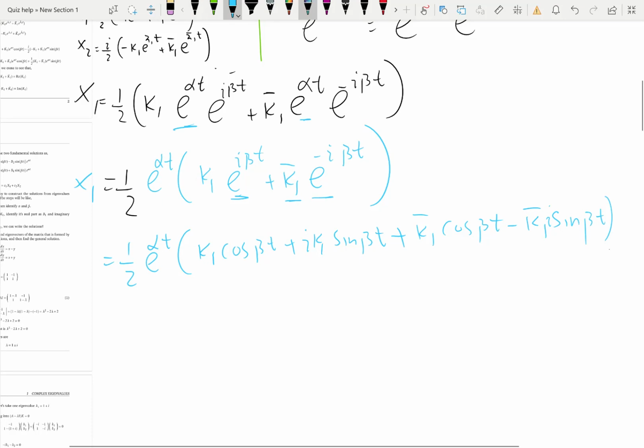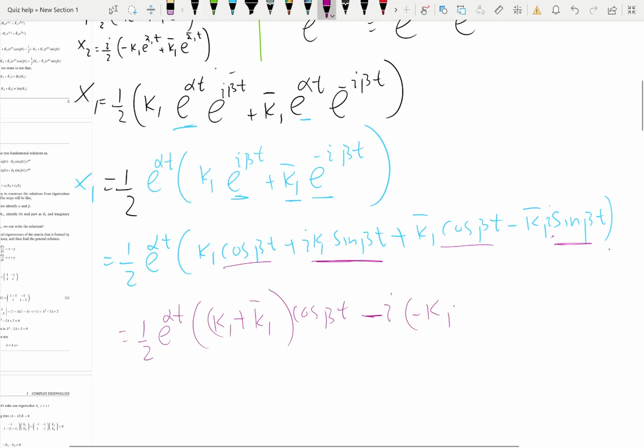Let's group the terms. Group the terms means we have cosine beta terms. So let's group the cosine beta terms together. So half e to the alpha t, we can take out a cosine beta t. So it's k1 plus k1 bar cosine beta t. Now let's group the sine beta terms together. Let's factor a minus i also, because i is common. So we get minus i, k1 minus k1 bar, sine beta t. So I factored a sine beta t and a minus i. So this is what I get for x1.